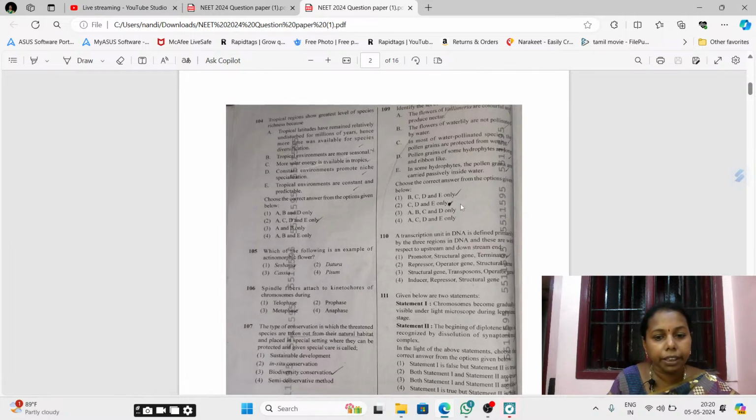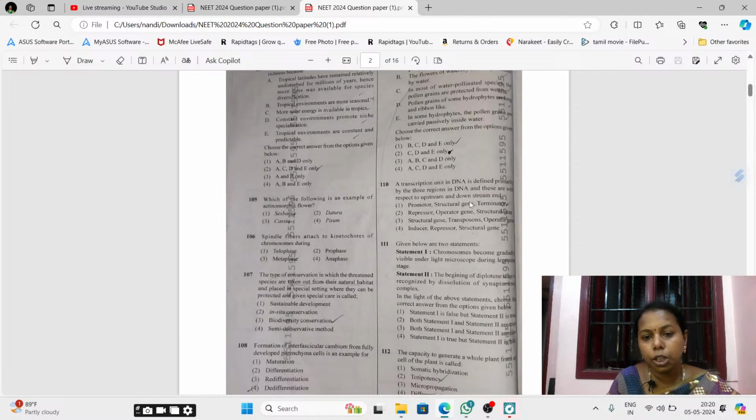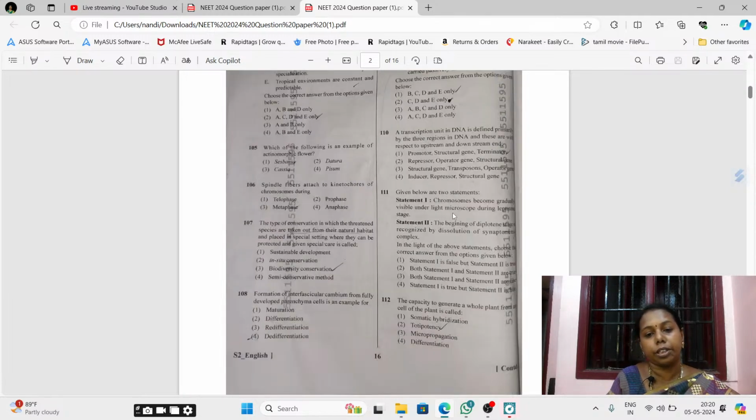Okay. Now, 110. A transcription unit in DNA is defined primarily by three regions in DNA, and they are promoter, structural gene, and terminator, because they are asking for the transcription unit. So it should come like this only: promoter, structural gene, and terminator, which is in option A. You know, it is molecular basis of inheritance.